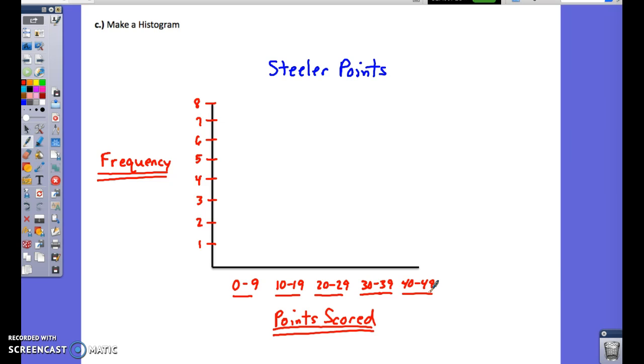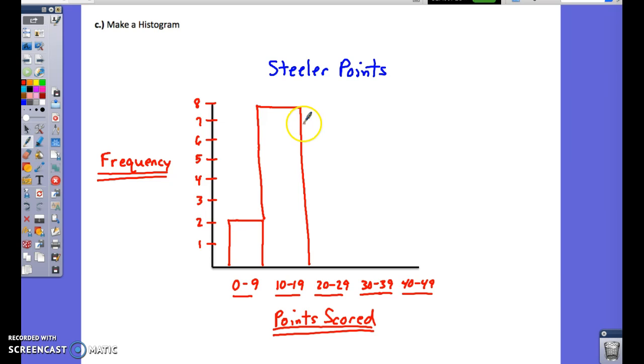If you go back and look at your data, on 2 separate occasions the Steelers scored between 0 and 9 points. So we draw a bar there, showing that the Steelers twice scored within that range. The 10 to 19, the Steelers scored within that range 8 different times. So we draw a bar right up next to it. And these should actually touch, and I apologize for my crooked lines here. I'm doing my best. But this is what makes a histogram. There's no space between the bars, and it shows the frequency with which it occurred in an interval.